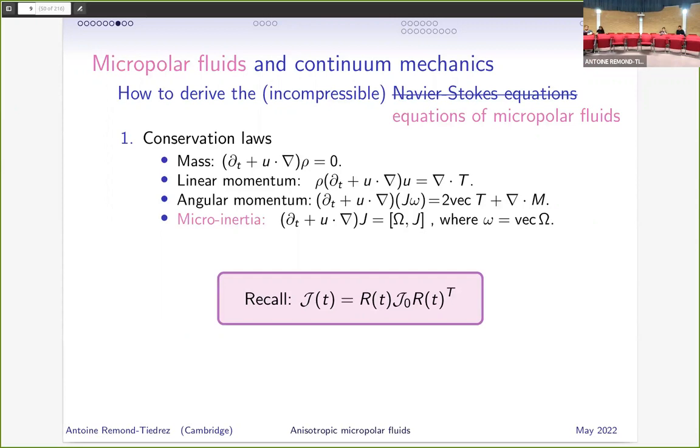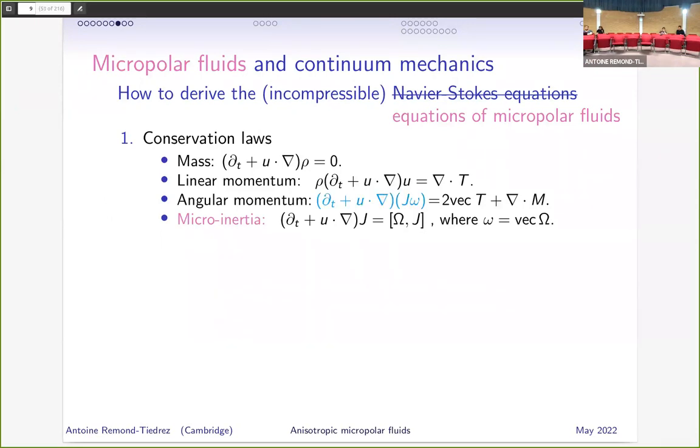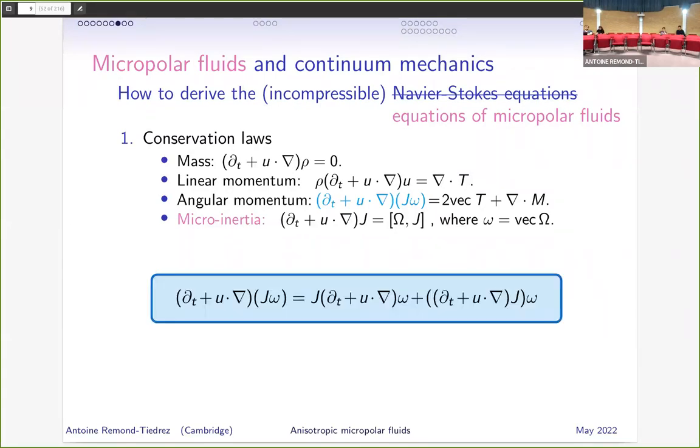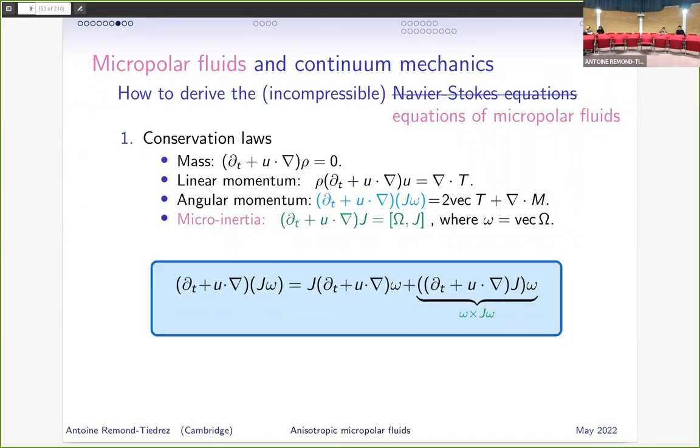And so now we get to this point where I can simplify the equation for angular momentum using the conservation of micropolar inertia. And this is what you get, just product rule. But then when you plug this omega j into here, you get omega cross j omega. And this term is important for two reasons.